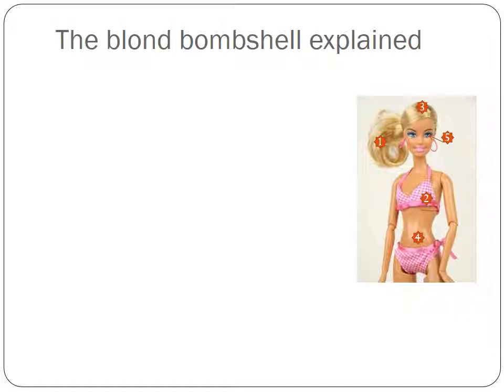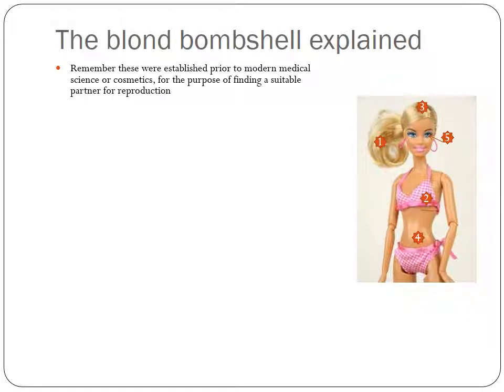Now we're going to talk about Barbie. There are going to be reasons that the numbered parts are going to show preference on an evolutionary level. You have to remember that through this conversation, we're talking about evolutionary psychology, so this is going to be universals throughout the world. You're going to have to remember this is going to be justifications prior to medical science or cosmetics. And the purpose for all of this is to find a suitable partner for reproduction. And that's a big one. What makes this person a suitable partner for reproduction?